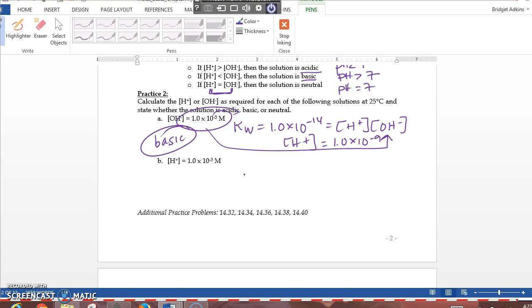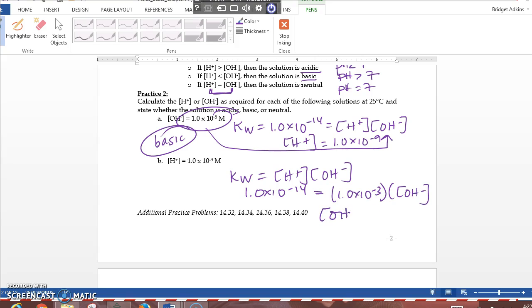And then H plus is given in this one, so we would say Kw equals H plus times OH minus. We know 1.0 times 10 to the negative 14th equals 1.0 times 10 to the negative 3rd times the concentration of OH minus. So solving for OH minus, we get 1.0 times 10 to the negative 11th. So a very, very small hydroxide ion concentration, which means the H plus is winning, and this would be an example of an acidic solution.